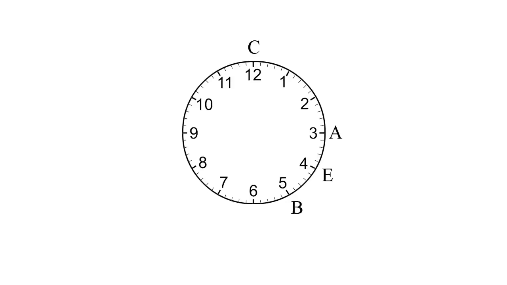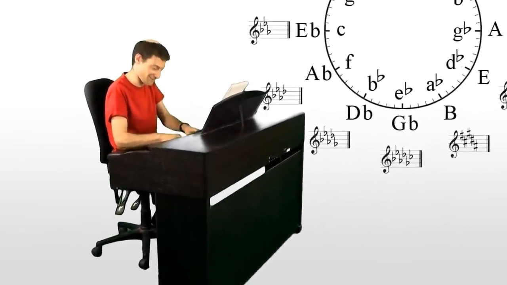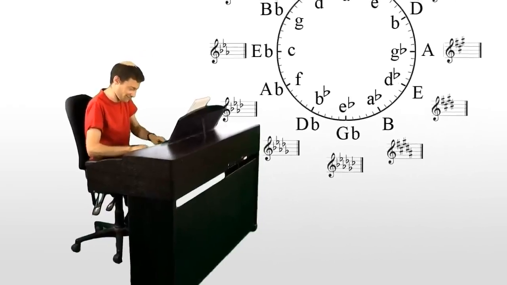Exactly the same is true if you move to a key that is anti-clockwise around the circle from your original key. Simply count the distance between the keys and shift all the chords in the song by the same distance. Voila! In 5 minutes, you've transposed all the chords in your song.